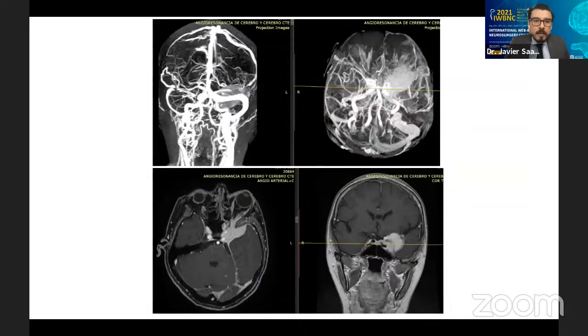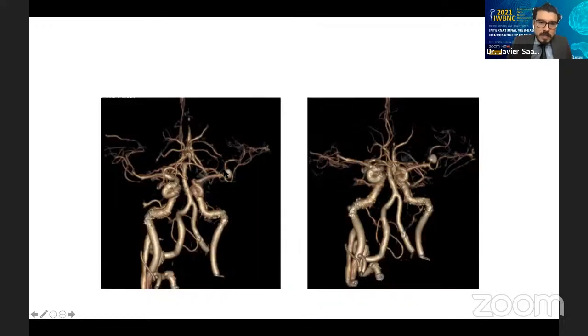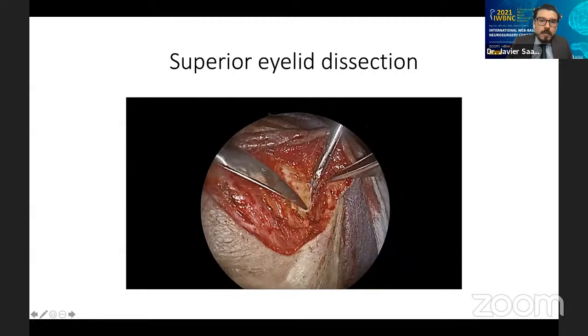So let's see this case. This is a female patient, 47 years old. She had a history of 2 months of amaurosis and hypoesthesia, and she comes with this lesion. You can see a very hyperostotic bone, and this lesion just lateral to the cavernous sinus, very well vascularized. There was this image we thought was an aneurysm, but it turns out to be just a calcification. So let's see what we have done.